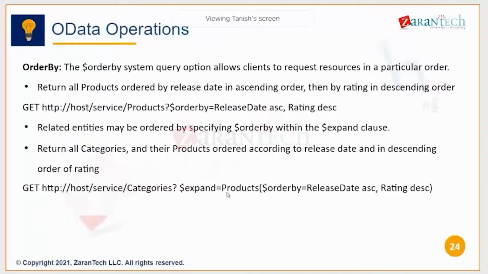For example, here, return all categories and their products ordered according to the release date and in descending order. So you can use the expand. Expand is a sub entity within the categories. So categories is the main service entity, and within that you have products. And within the products, you want to order those products based on the release date and rating description, and that you can display for the categories.